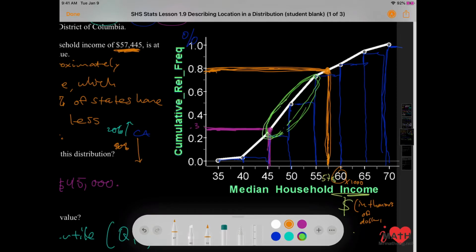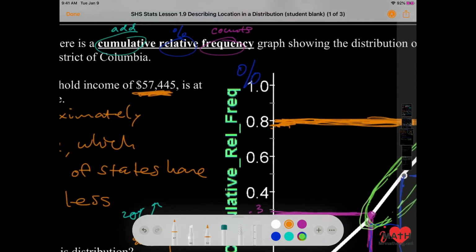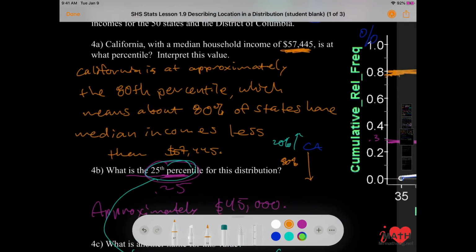$57,445 is around here. And what you're going to do is draw a straight line up to the best of your ability. And then you're going to go over to the left to the y-axis, and it's going to help you figure out a number over here. Well, that is 0.8. Now, again, that is a decimal, and if you change that to a percent, you'll get the 80th percentile. That's why I wrote that as the answer.